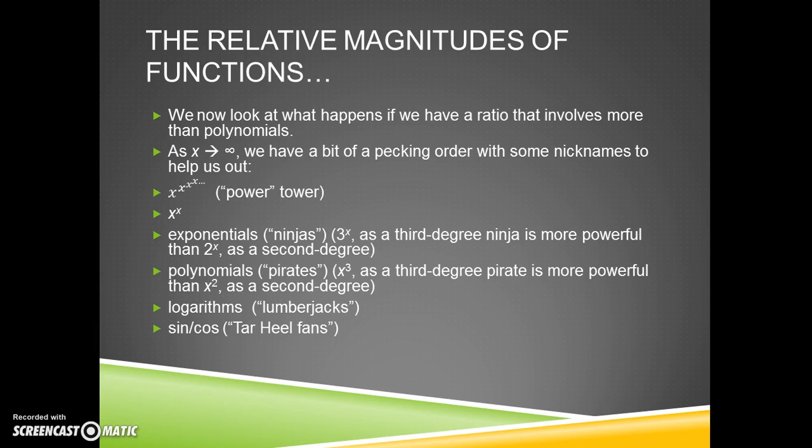And then, of course, we got sine and cosine, which, just like Tar Heel fans, go up and down depending on the success of their team.